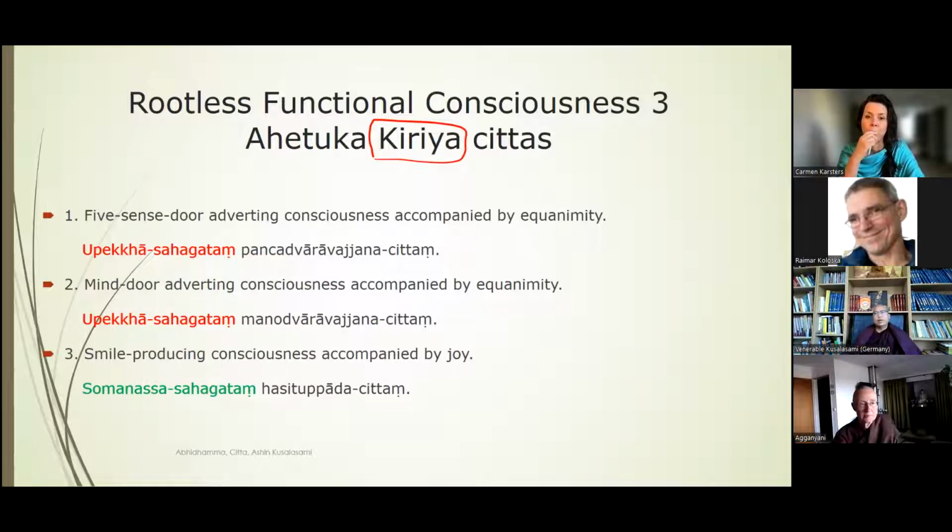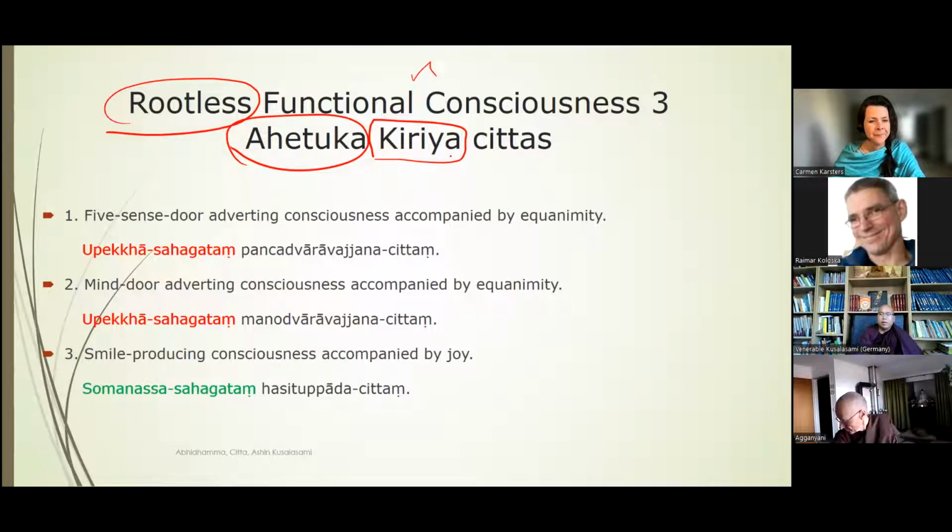So these 3 cannot produce any results. This is called the functional, in Pali, Kiriya Citta. Here the first functional consciousness is also rootless. In Pali, Ahetuka is stated here because you will learn a lot of Kiriya Cittas later, like Maha Kiriya and Rupa Kiriya. So Ahetuka needs to be here to differentiate it from the other Kiriya Cittas.